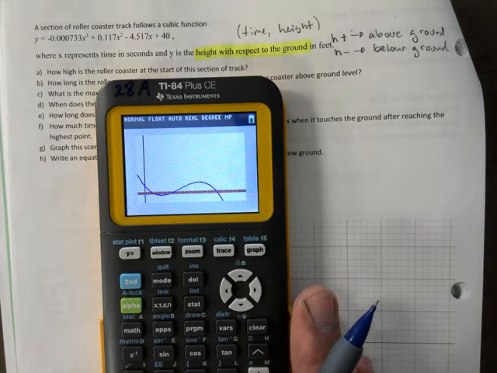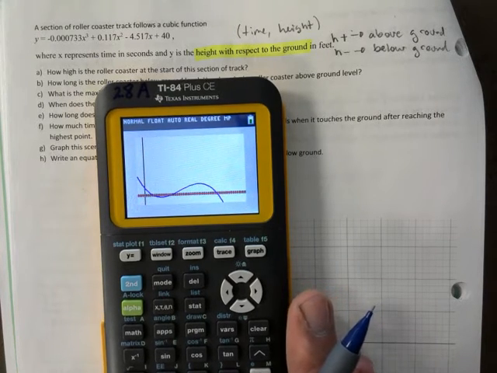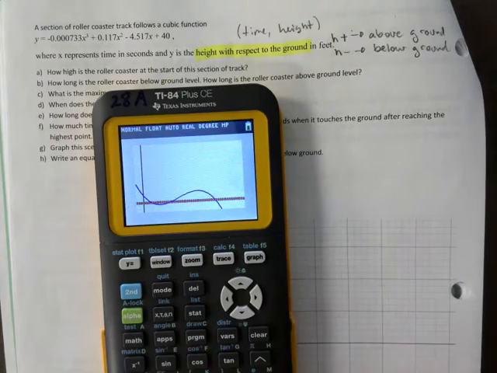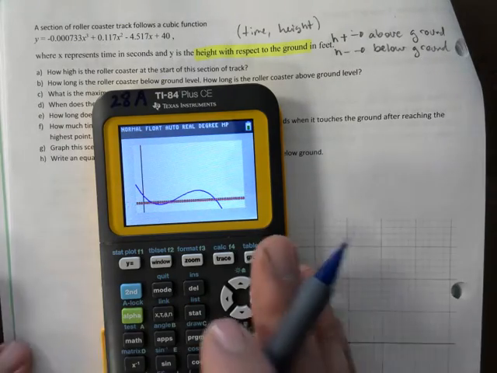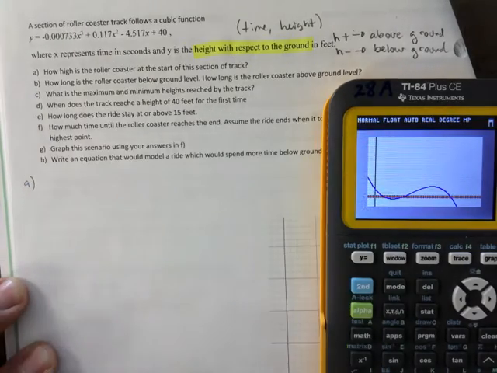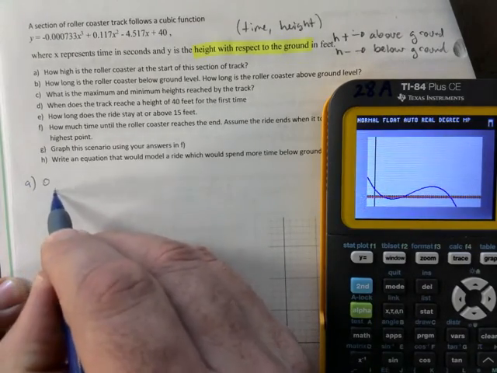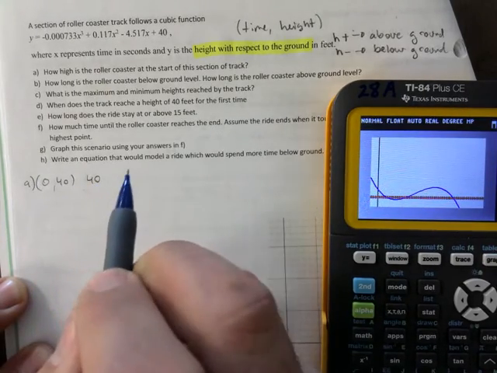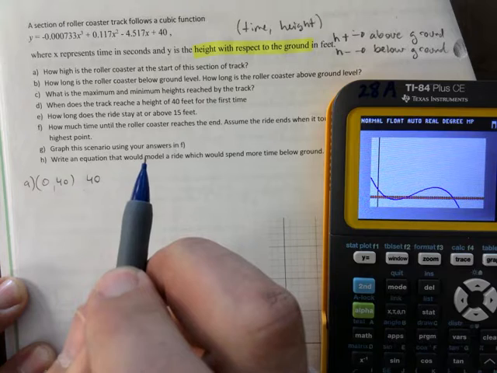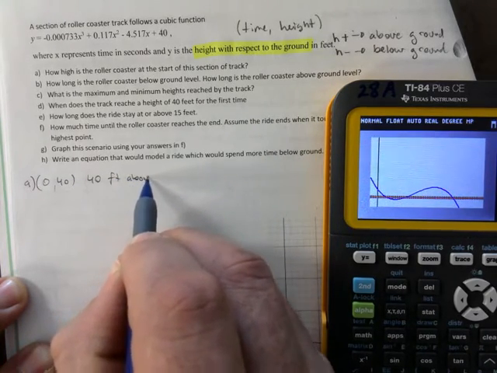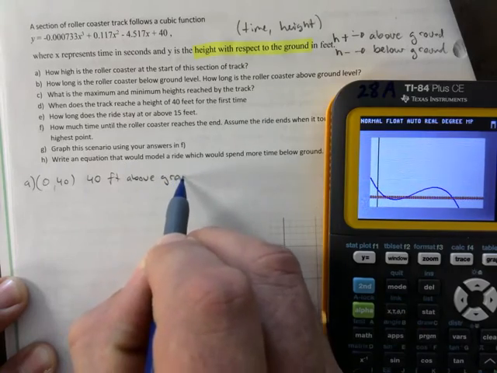So we have everything we need, right? We see the whole thing. We see the turns, the x-intercepts, the y-intercept. We're good to go. Okay. How high is the roller coaster at the start of the section of track? Well, we don't need our calculator for that. We know that it's 40. What is it? Feet? Yeah, 40 feet above ground. So we're going to be specific there.